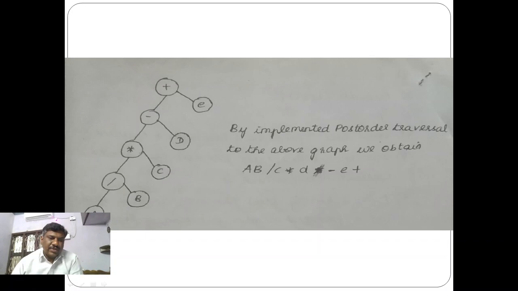When you consider this, left slash, this node is already visited. So C, then asterisk. Then after this, when we come over here, I have to go for the left child asterisk. This is already visited. So I have to go for D and minus. After I come over here, this left node is already visited. So I'll go to the right node E and plus. So this is how post-order traversal takes place.